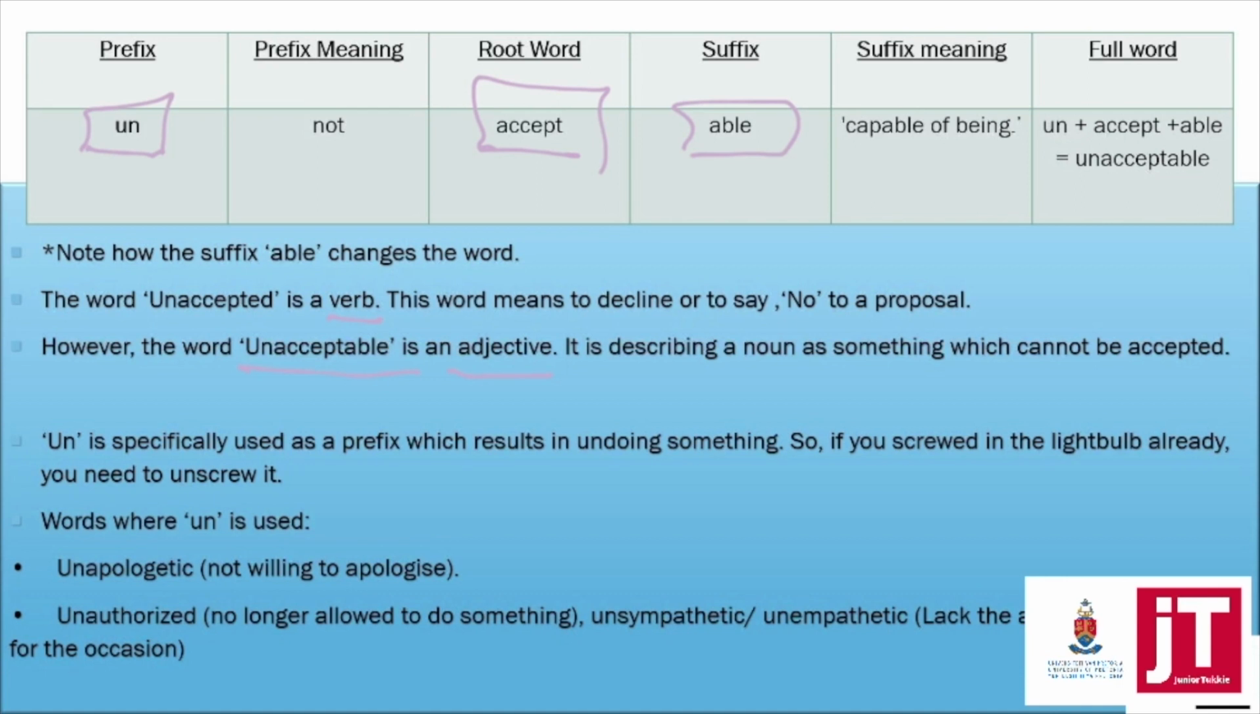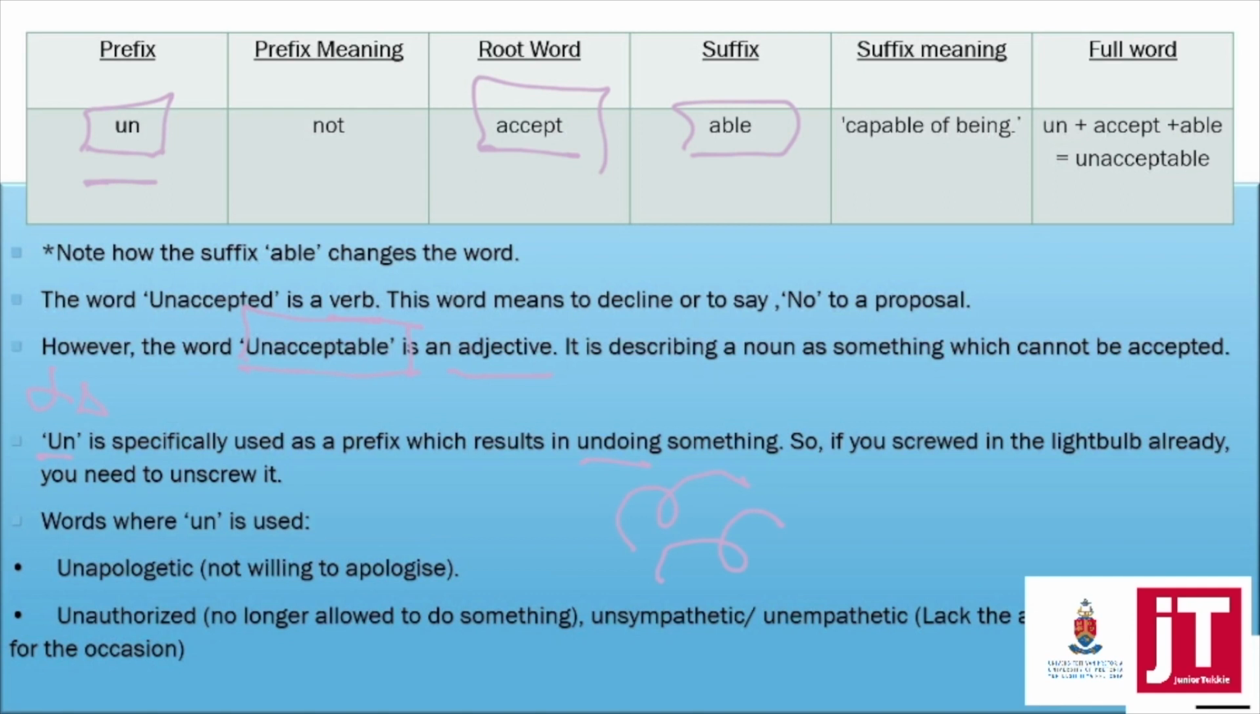Something else to take note of is that un is specifically used as a prefix which results in undoing something. So un means undoing. It specifically means kind of like reversing it a little bit. So if you screwed in the light bulb, you need to now unscrew it. Think of the process. You've done something, you need to undo it. So that is the meaning, and it adds a very specific meaning to the whole word unacceptable.